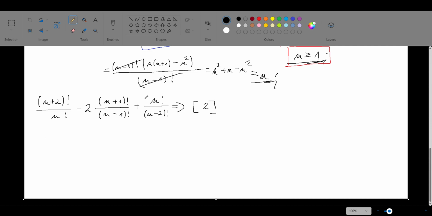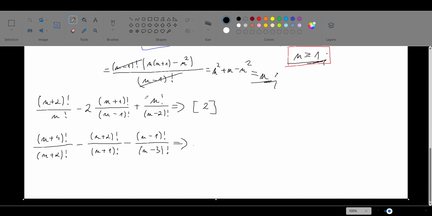And I'll give you one more advanced expression. Minus n plus 2 factorial over n plus 1 factorial, take away n minus 1 factorial over n minus 3 factorial, and this one should be equal to 9 times n plus 8.